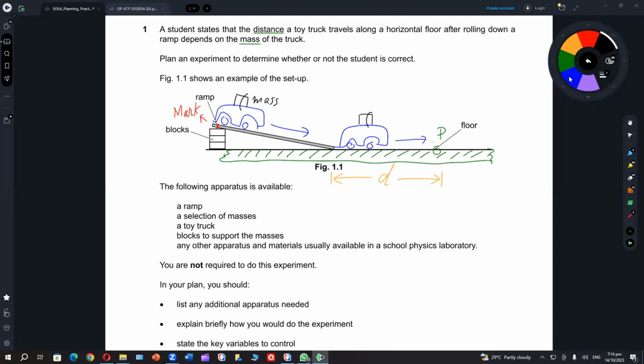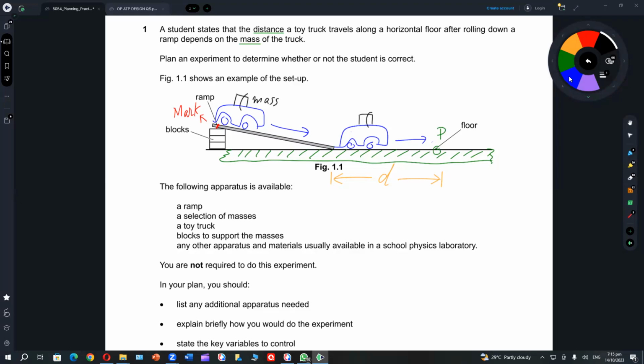Now the procedure will be very simple. I will release the toy truck from the mark, allow it to go down, and I will measure the distance. First, I will let the toy truck go without any mass. Then I will put some mass. The laboratory masses are marked: 5 gram, 10 gram, 20 gram, so I know how much mass I'm adding. I will put the mass on the toy truck and allow the truck to go down. When it goes on the floor, it goes forward and I get the distance D.